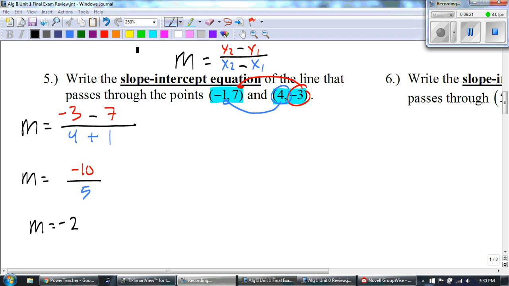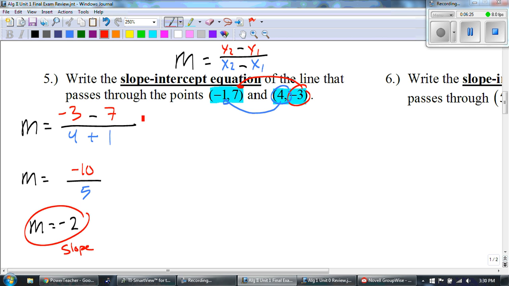Okay, so this is just our slope. I'm not done yet because it's asking for slope-intercept. So now I have to come back here, plug into point slope, and then solve. And you can use either 4, -3 or -1, 7.